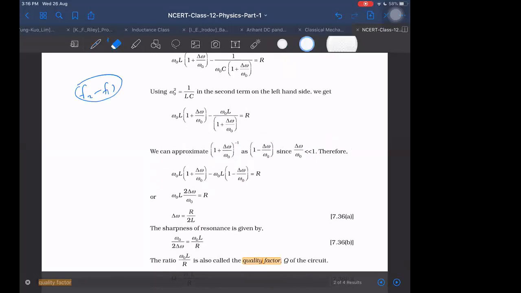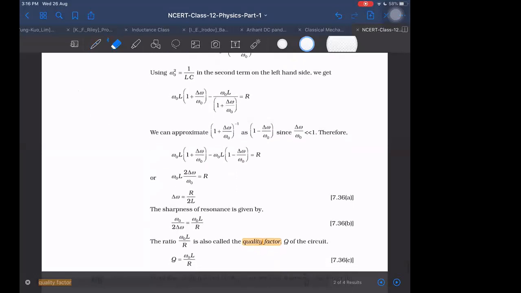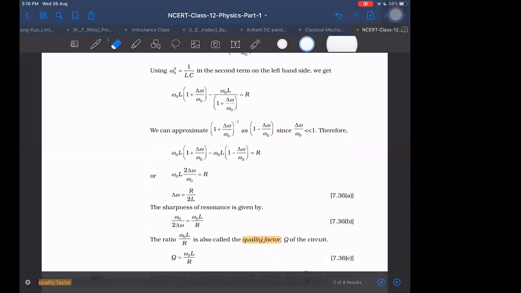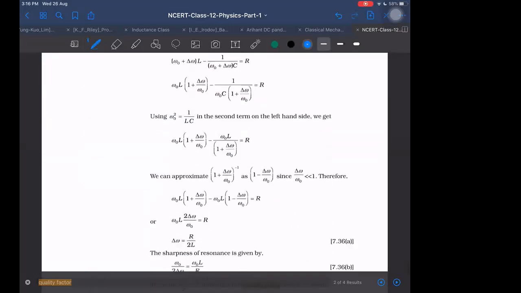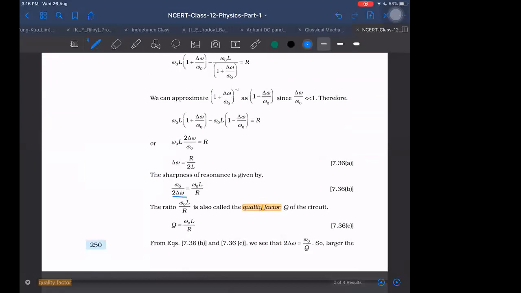If I directly tell you what happens if we have low bandwidth, this boy who is asking me may have some other ideas in mind. I don't know what you are thinking. But if I discuss this particular case, what will happen if we have low bandwidth here? Then yes, the quality factor will become better. And if the quality factor becomes better, the sharpness of the peak will become better. Which peak? The I versus omega graph peak.